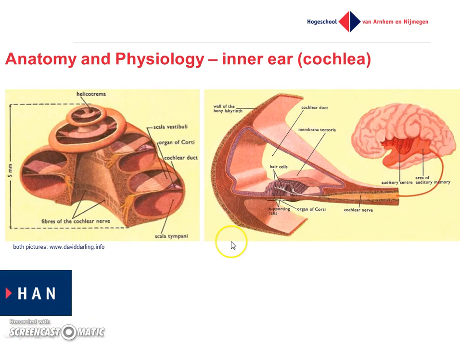So now imagine the stapes pushes onto the oval window, and the fluid inside of the scala tympani and the scala vestibuli is moving. Then for sure this basilar membrane will start moving too. So those hair cells will move. And when those hair cells move, they give a sound signal to the cochlear nerve. And keep this in mind for the next slide.